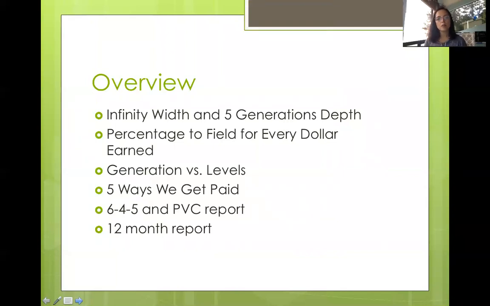So the overview is we're going to talk about infinity width and 5 generations of depth, the percentage that goes to the field for every dollar that the company brings in. We're going to talk about generations versus levels. We're going to talk about the 5 ways we get paid. And then something very interesting, my version of Don Rathman's training on 645 and the PVC report and the 12-month report. And so let's start with infinity width.